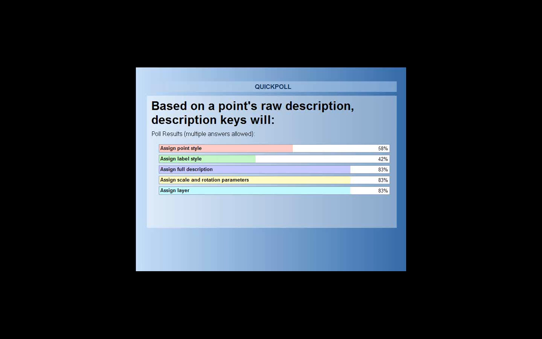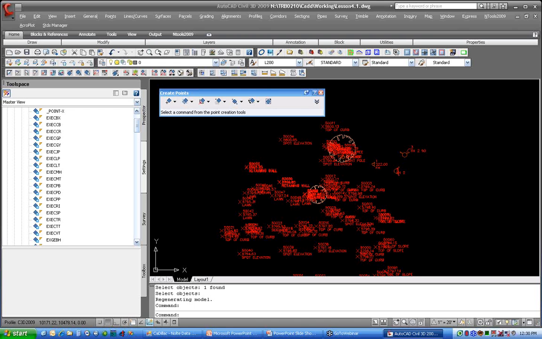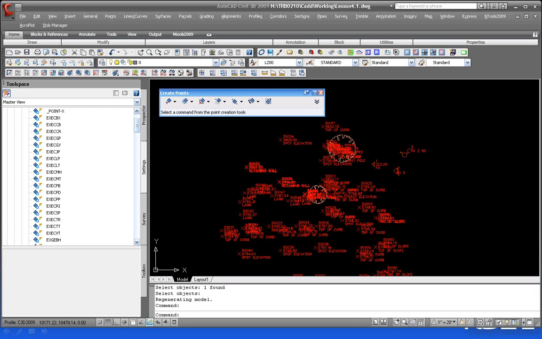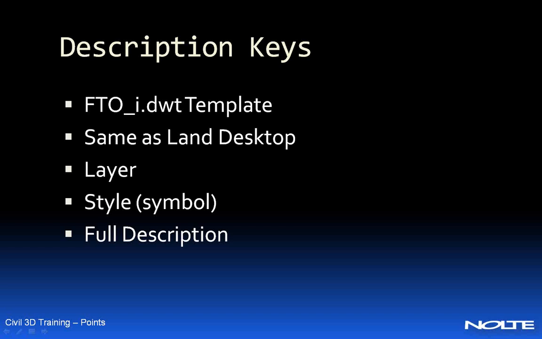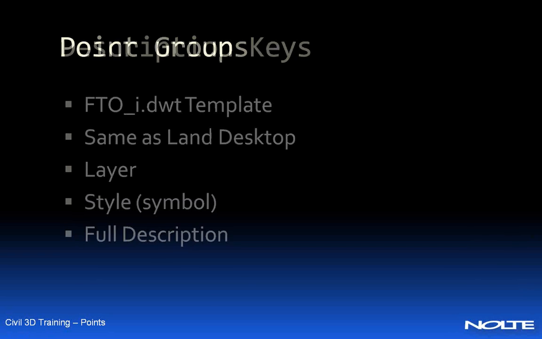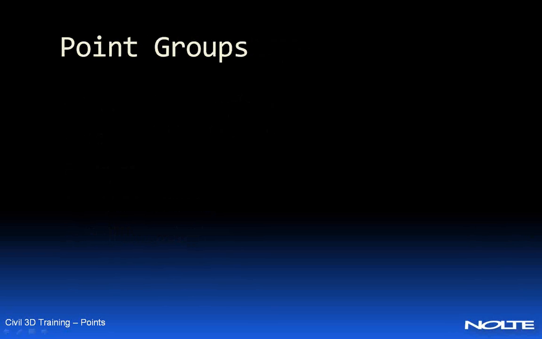So let's go ahead and hide that. And we're going to switch back to PowerPoint mode here, and my final PowerPoint slide. We're going to talk about now is description keys. Or I did description keys. Let me try that again. We're going to talk about point groups now. And to get on the right slide. So point groups.